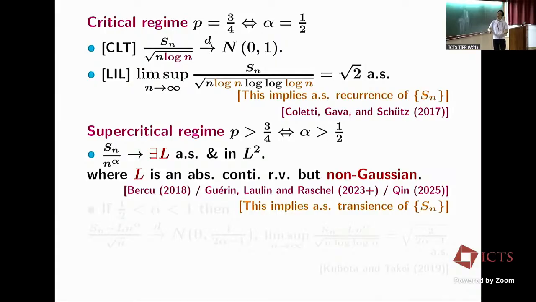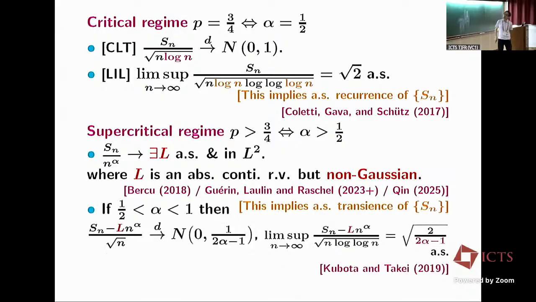Also, this limit variable is non-Gaussian. If we subtract this random drift generated by the memory effect, then by diffusive scaling, we can obtain the standard Gaussian distribution, and this kind of LIL still holds.